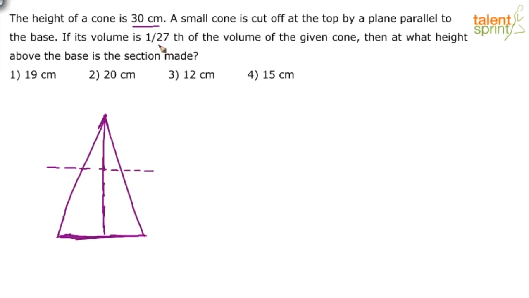Now, if its volume is 1/27th of the volume of the given cone. So, if you observe, there are 2 cones that are formed here. Let's say ABC is one cone, and ADE is the second cone. You getting it? So, this second cone's volume is 1/27th of the total volume. Then, at what height above the base is the section made?